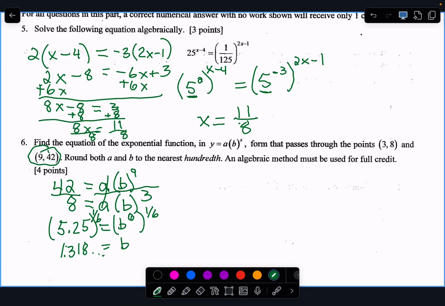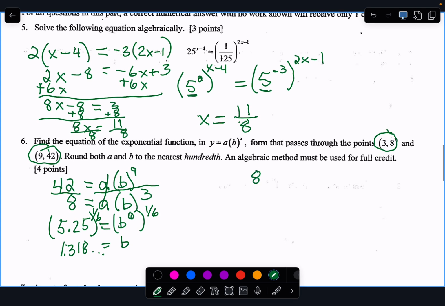Now we're going to plug in one of the points with that b, right? So I'm going to use 3, 8. So 8 is equal to a, times 1.318... that you have in your calculator, raised to the 3rd, right? So now you have that in your calculator. All you do is use the raise button, and it'll say ANS, and raise to the 3rd, right? So you have 8 is equal to A.